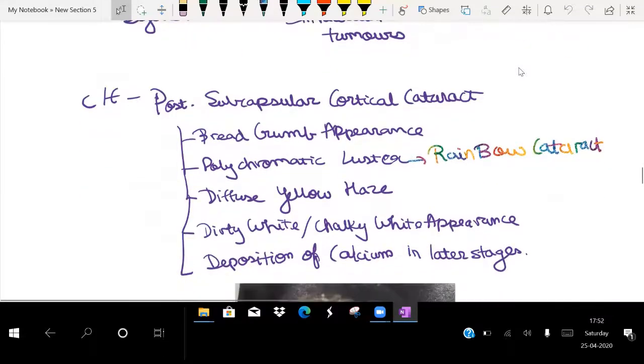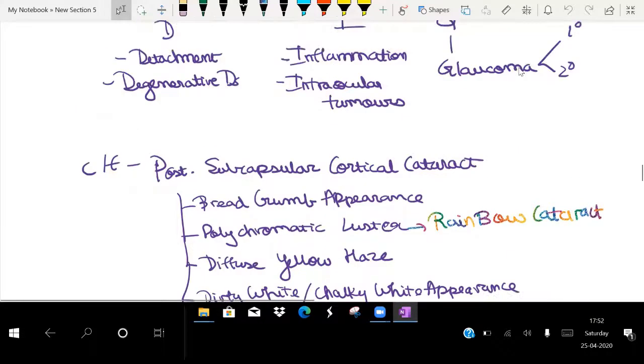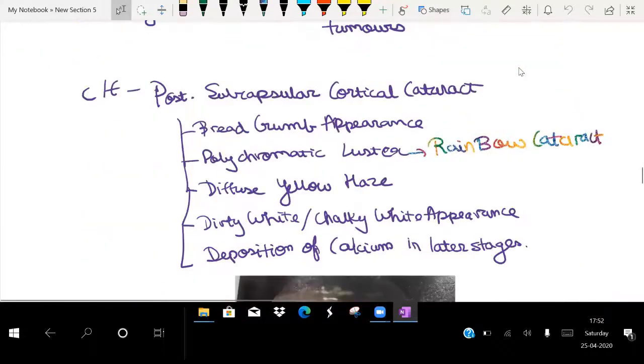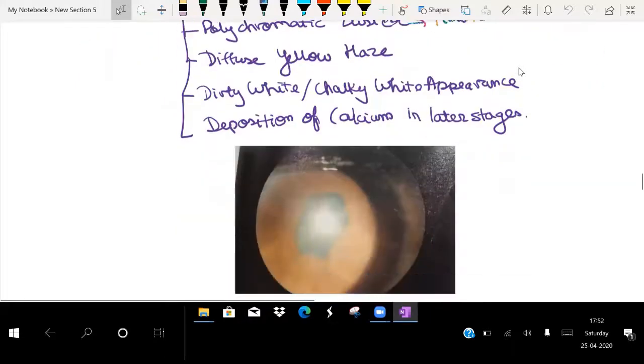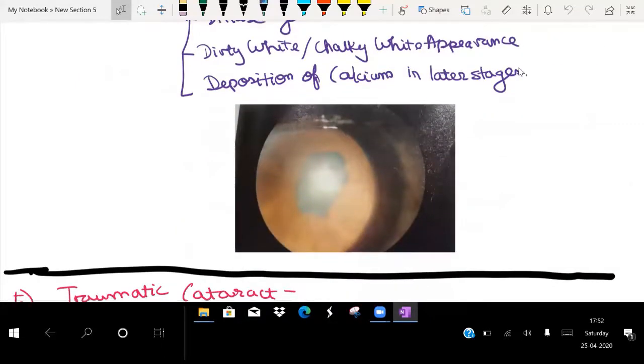Now, in the clinical features, a posterior subcapsular cortical cataract is seen, and other features include breadcrumb appearance, polychromatic luster, and that's why it is called the rainbow cataract, diffuse yellow haze, dirty white to chalky white appearance, and deposition of calcium in the later stages. So this is the image.